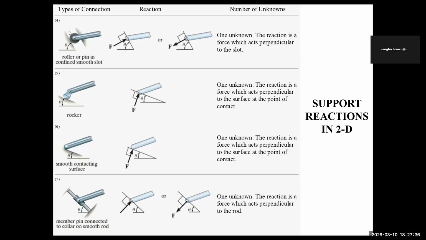And similarly, you have the roller, perpendicular, one force. Anytime you have a roller, so this is a roller, look at the type of roller, smooth. This is a rocker. Look at that. Smooth contact surface. That's how it looks. This is known as a collar. So for a collar, it's different. So it's being perpendicular here. Now, look at this one carefully because you're going to come to these. These are all one unknown, right?